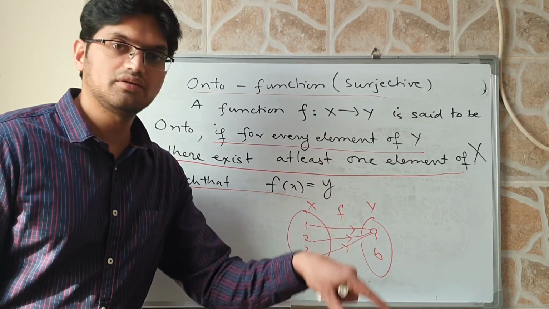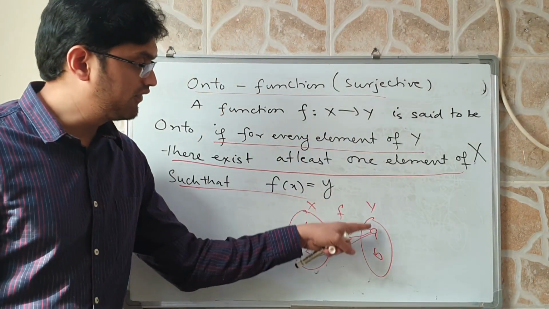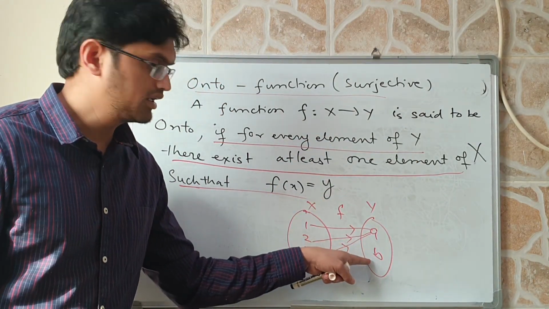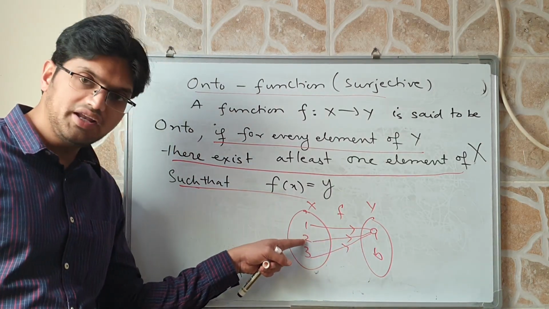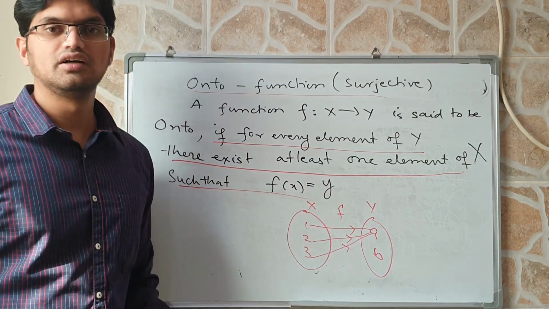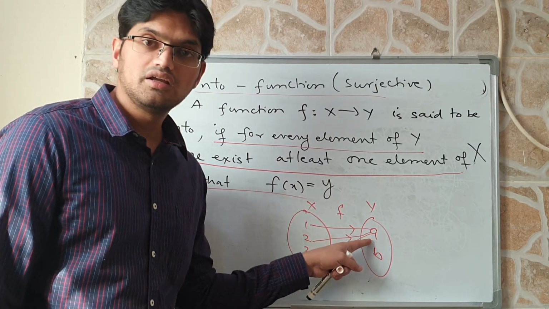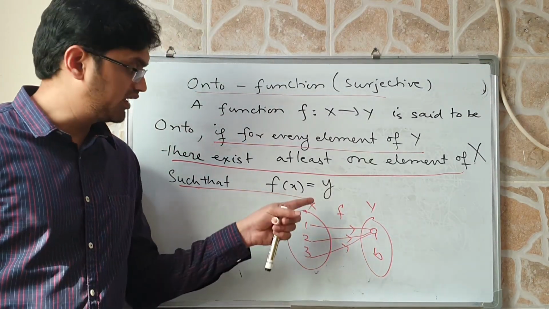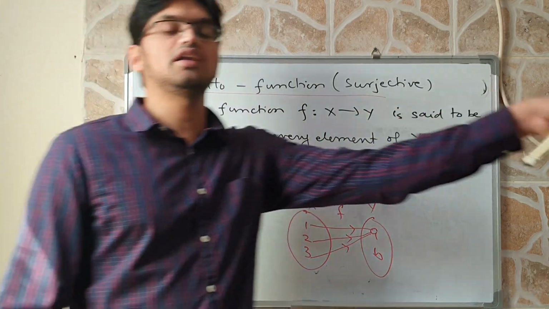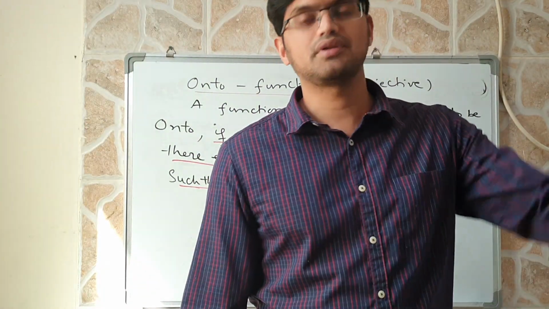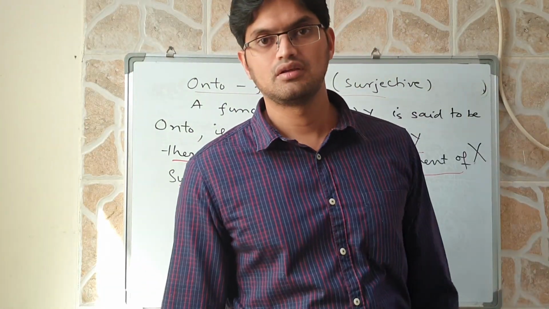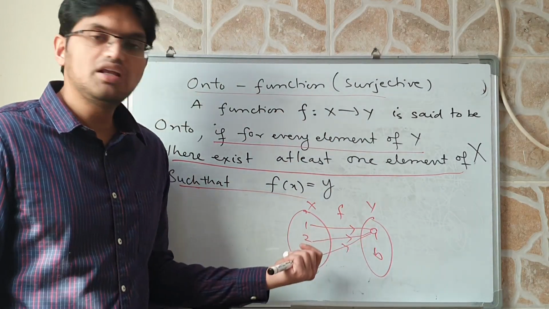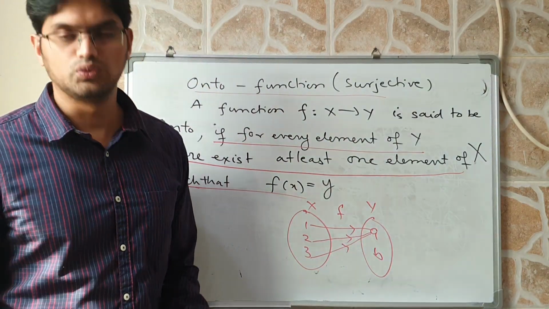So what we are saying, according to the definition, for every element of Y, there should be minimum one element which is being associated. See, what about A? A is having not only one, for A, 3 elements are going and associated. I mean mapped. 3 elements are mapped. But for B, we don't have any element. So it is not onto.